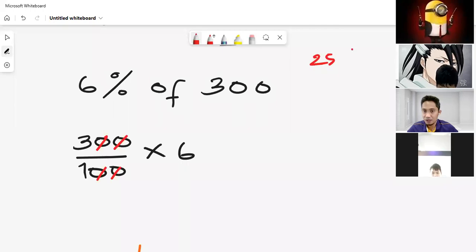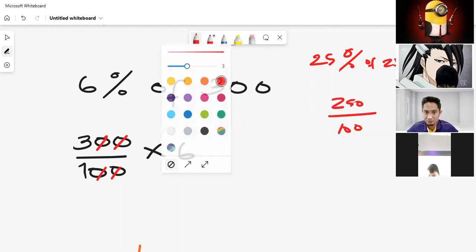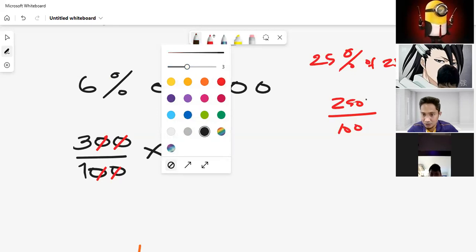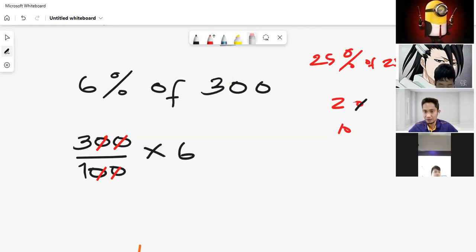Remember a while ago we have 25% of 250. So 250 over 100. We can cut only 1 zero, because only 1 zero is up here, so only 1 zero down there. So that is the cutting.